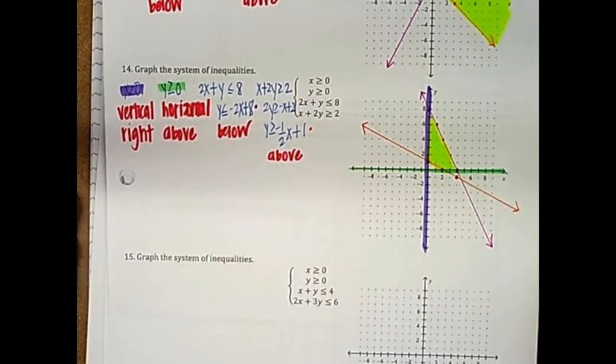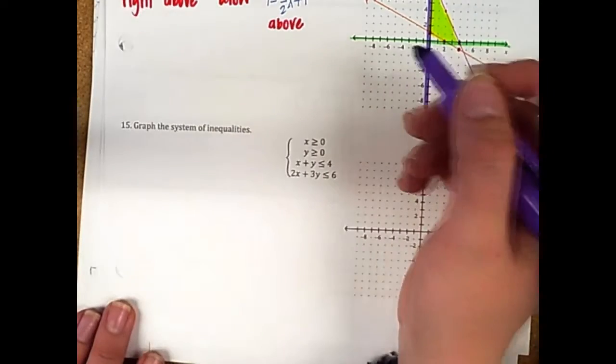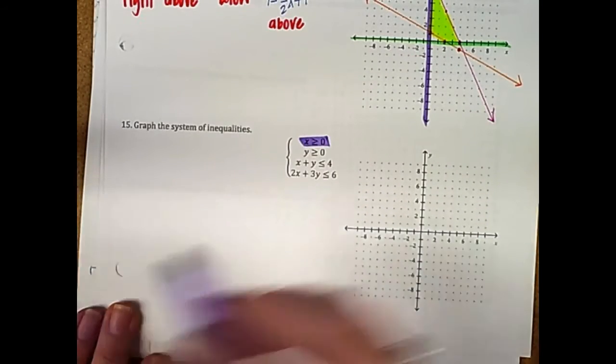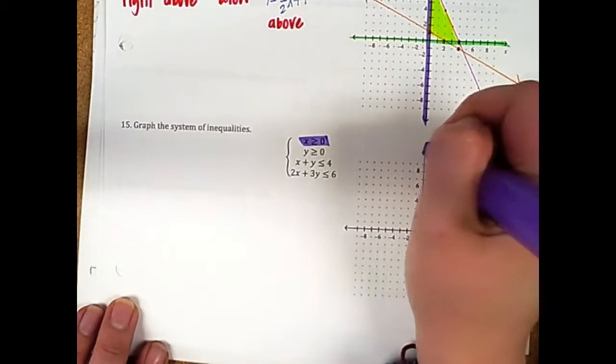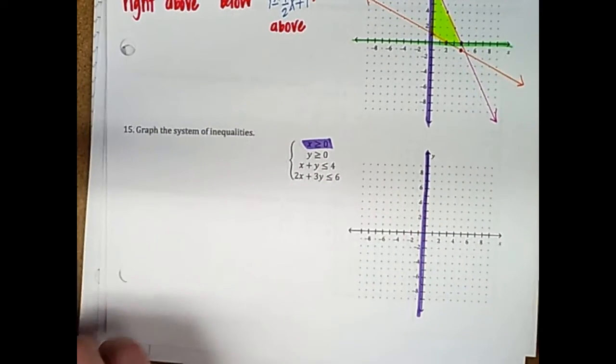Okay, let's continue on with 15. 15 is really similar, so I'm not going to write them all out separately. I'm kind of going to go over the first 2, of course, just review what we just did on 14. So x is greater than 0. That is a vertical line when x is equal to 0. So it is along my y-axis.